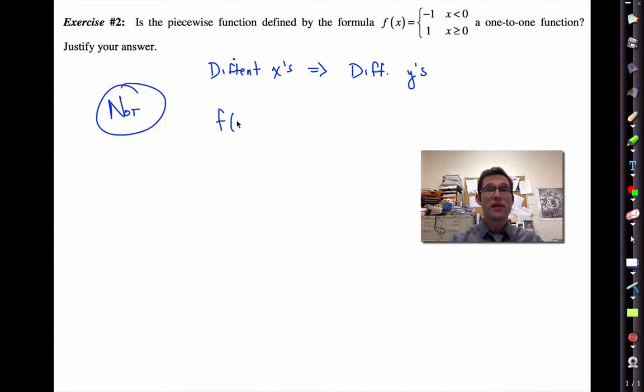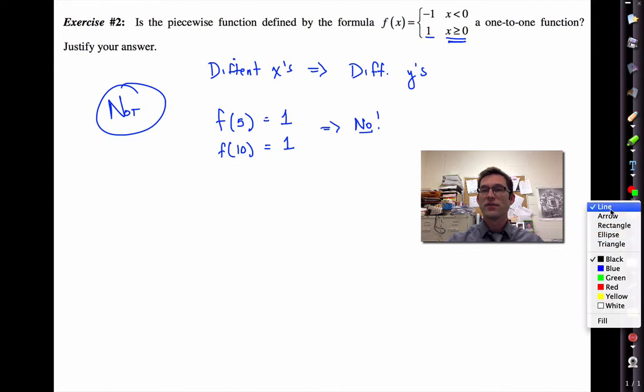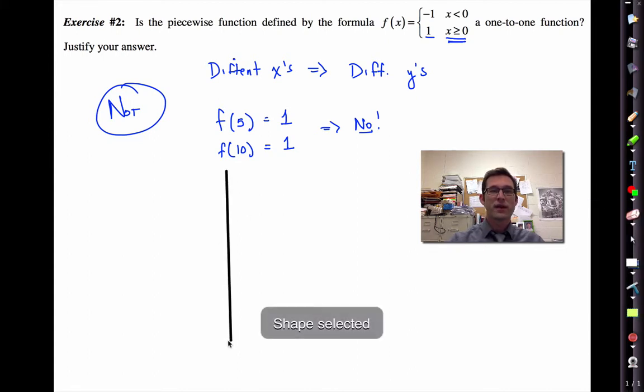Watch. Let's say f of 5. Well, what is f of 5? 5 falls in this category, and its output is 1. So f of 5 is 1. I could also do f of 10. Well, f of 10 also falls in this category, and so its output is 1. And therefore, no, right? Different x's gave me the same y's. Now, if you really just feel like you've got to do it with a graph, here's the graph.